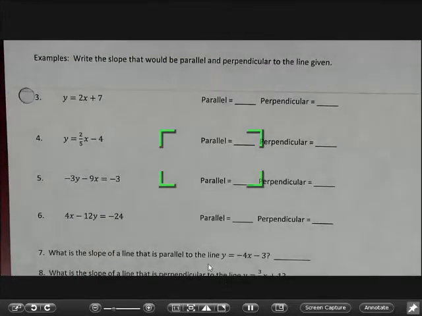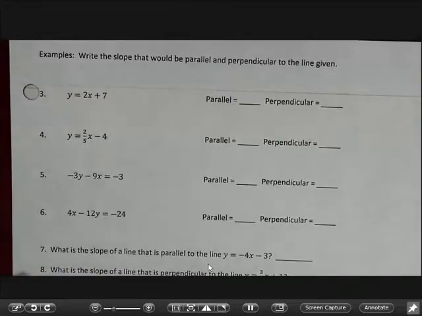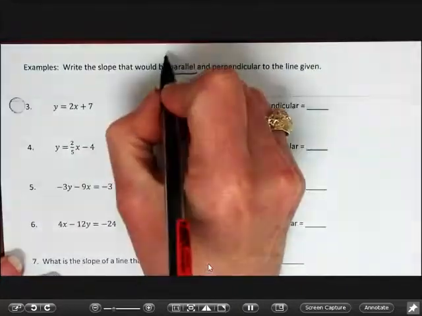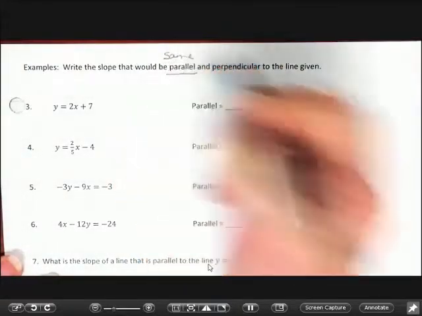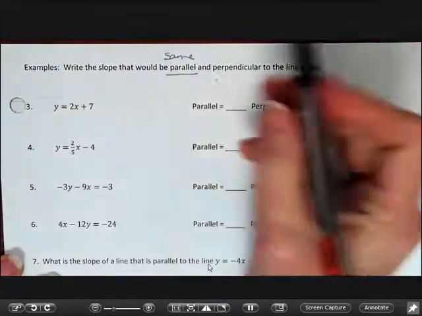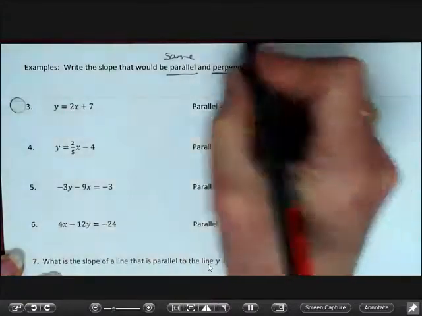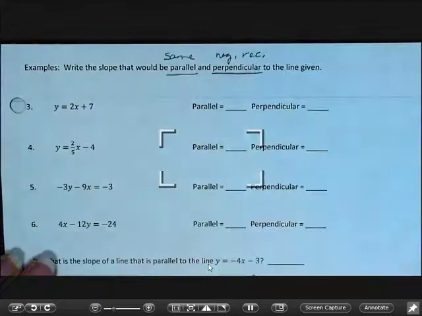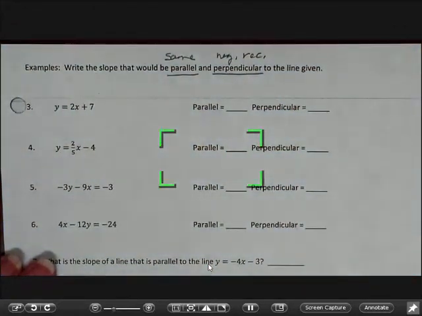This says, write the slope that would be parallel and perpendicular to the line given. Right here above parallel, I want you to write same slope. So I'm just writing same. And above perpendicular, I want you to write negative reciprocal. I'm just abbreviating it. So I put NEG and then REC. That'll help us as we're thinking about these.